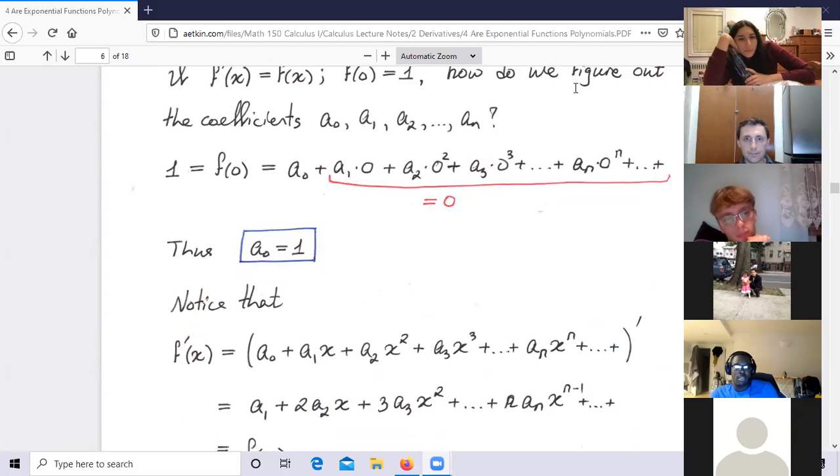Look at it. Do you see? Take the derivative of this function. That's the same as taking the derivative of this infinite polynomial, assuming, of course, you know how to take the derivative of each term separately.